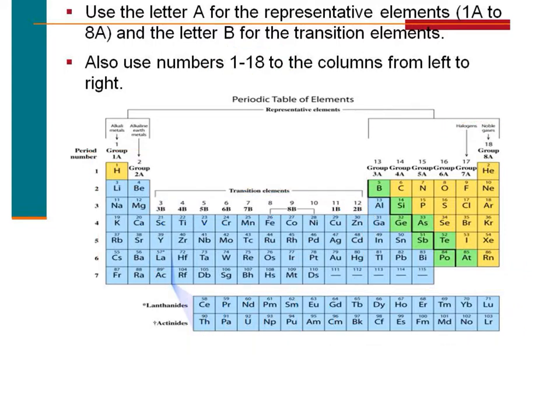Periods, or rows, are numbered much more logically. Periods or rows are simply numbered starting at the top, 1 to 7. It's important to note a couple things about this 1 to 7 numbering system. First, a common mistake people make on exams is they overlook the first period. The first period, or the first row, consists only of hydrogen and helium. So when you're counting your periods, don't forget to start with your hydrogen at 1.